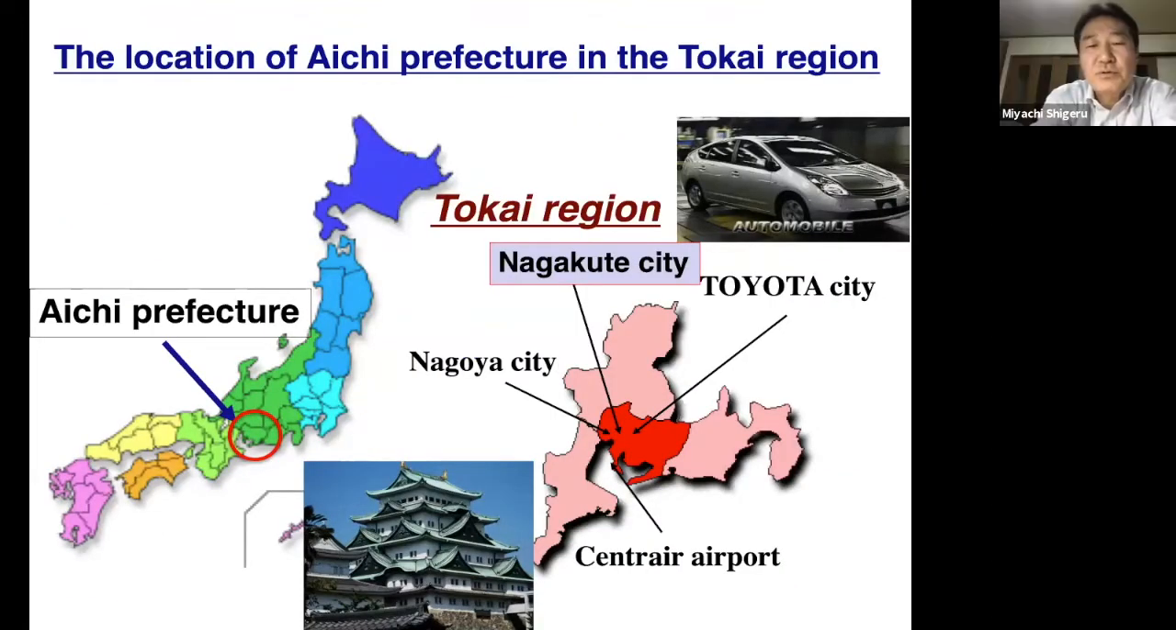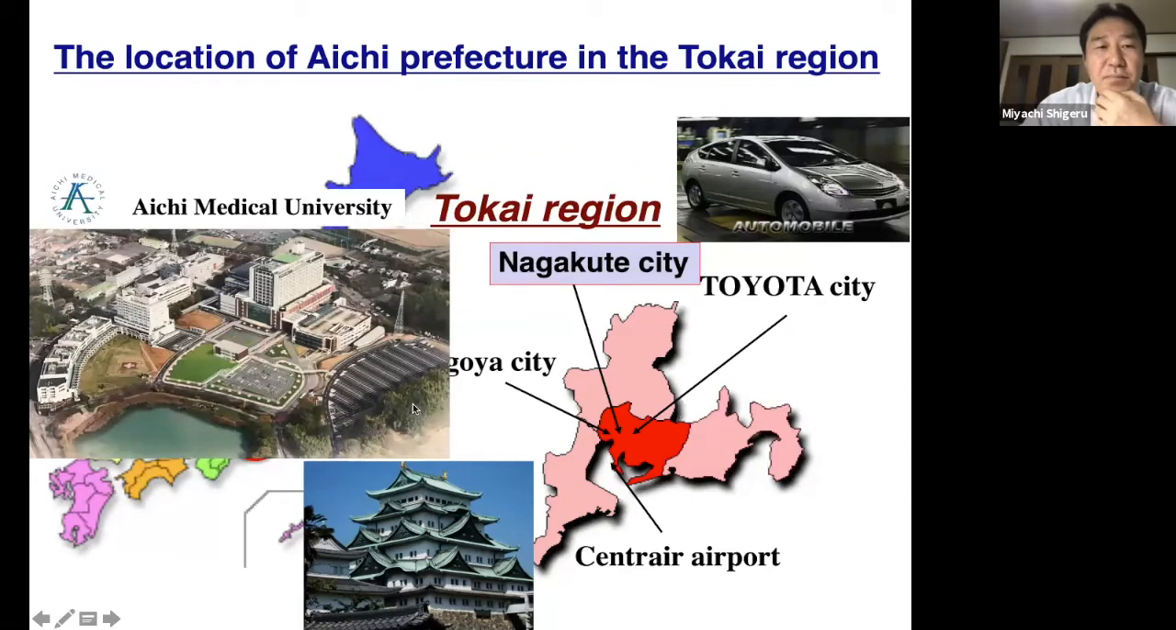So I'll introduce my university, which is located in Nagakute City, between Nagoya City and Toyota City. Toyota City is also famous for vehicles. Aichi Prefecture is the center of Japan. And this is our university, located just at the east edge of Nagoya City. It is a very rural area, with good nature and a very comfortable situation.